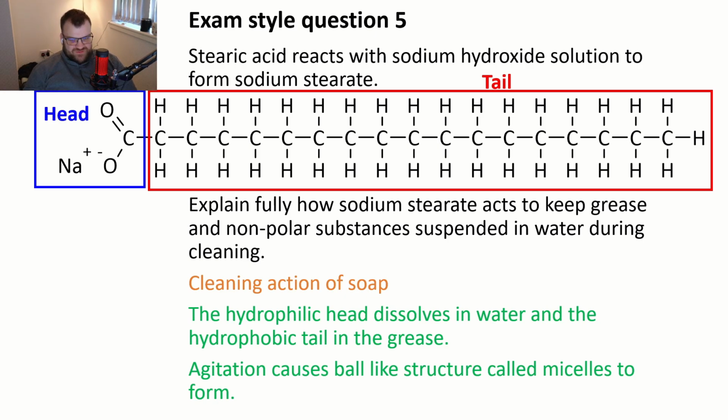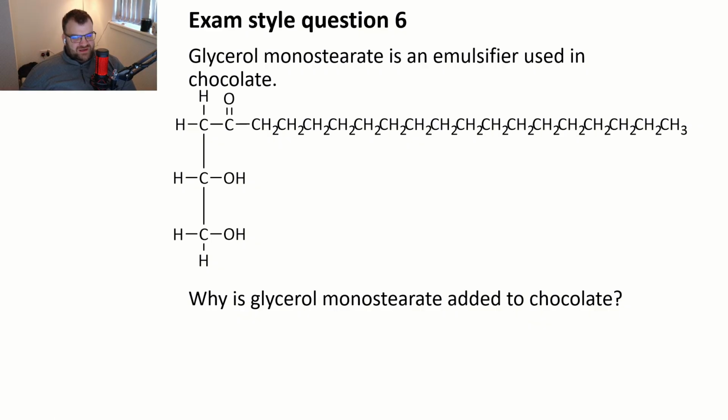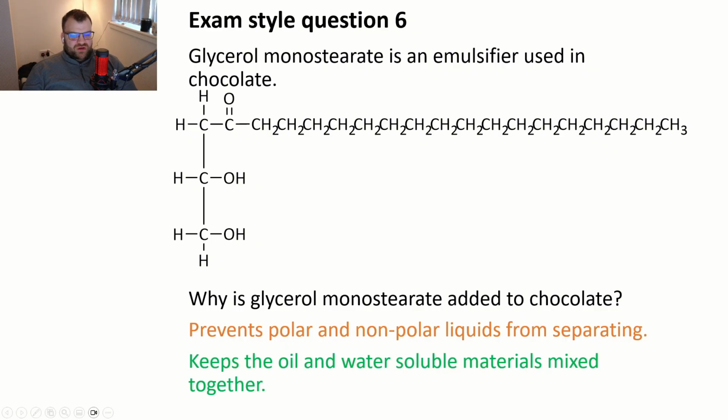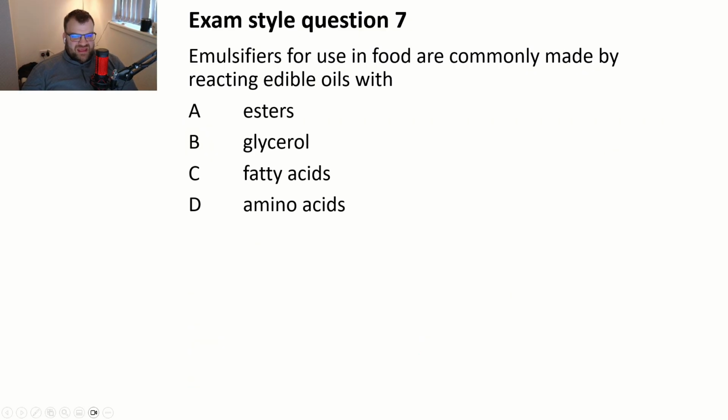In this one, we're told we have an emulsifier, and we're asked why that's added to chocolate. Emulsifiers prevent polar and non-polar liquids from separating, so we're looking to talk about things like the oil and the water-based stuff. They are going to be kept mixed together. In terms of making emulsifiers, they need to have both polar and non-polar sections. The oils take care of the non-polar sections. Glycerol has 3 hydroxyl groups. That provides the polarity, has the hydroxyl groups to dissolve in the water-based things.